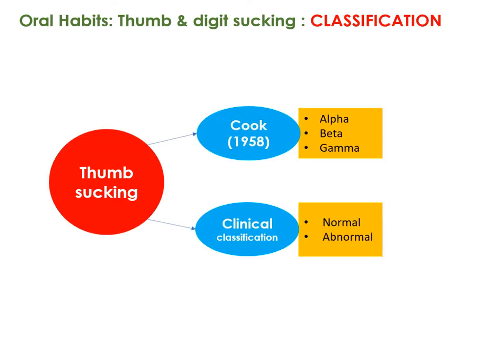So how do you classify thumb and digit sucking? It's classified as alpha, beta and gamma by Cook, and also based on the clinical classification of normal and abnormal. More details on this you will find in the lecture notes, because if you remember this small classification, it should suffice for now.